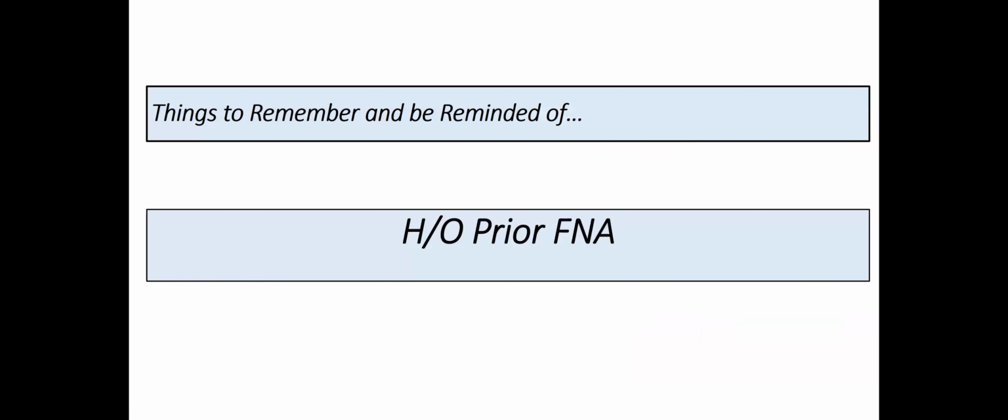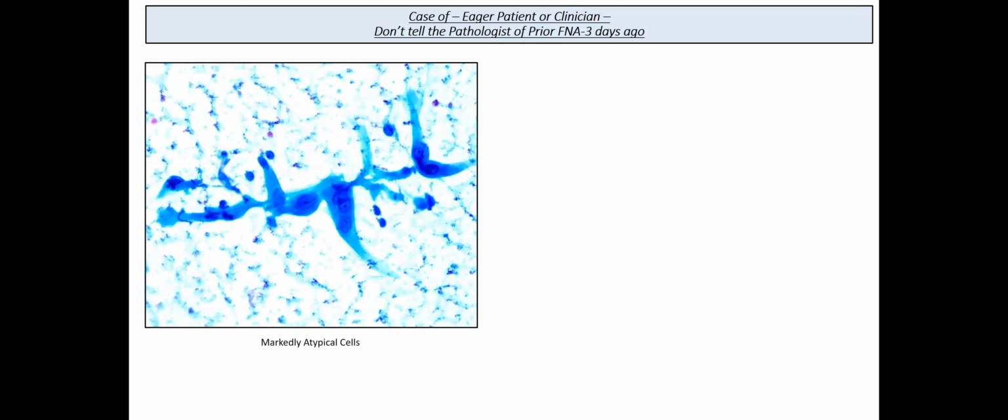The other thing to remember is that some nodules, when they are biopsied without any gap with multiple FNAs, may cause infarction or reactive changes in the nodule. So I always say that when you're biopsying a nodule, get the history of whether this has been biopsied before. Very atypical cells in a thyroid FNA. This was called compatible with anaplastic thyroid carcinoma.